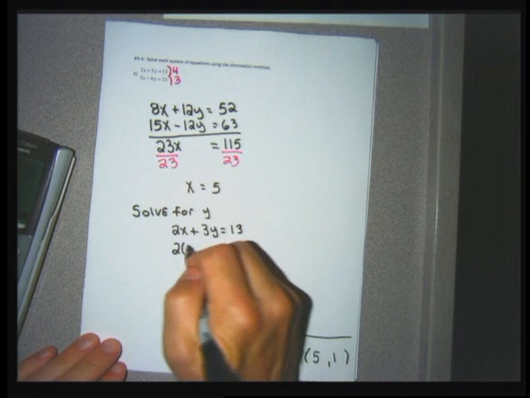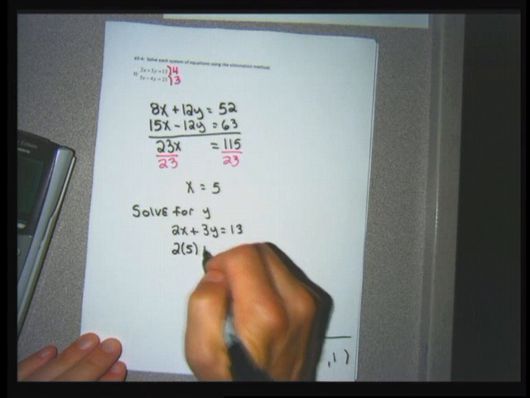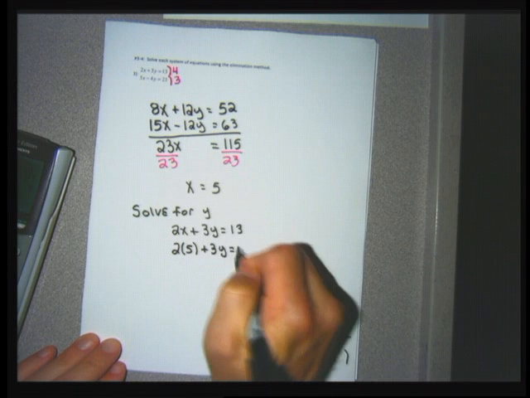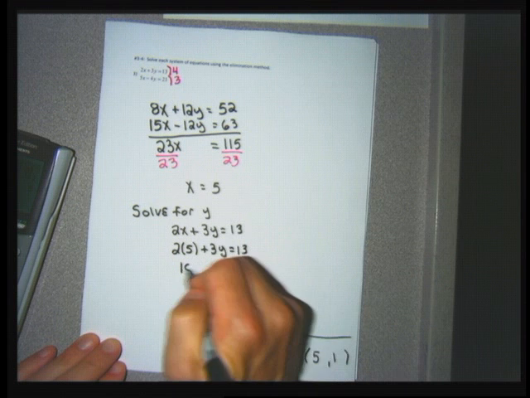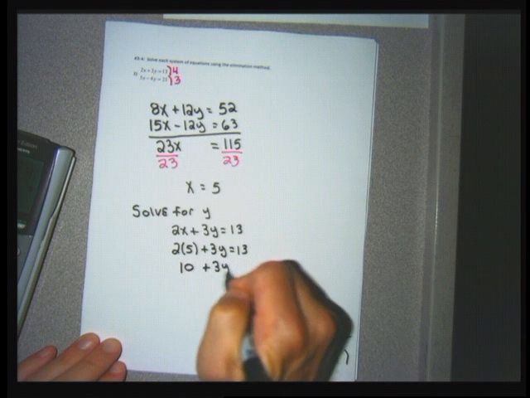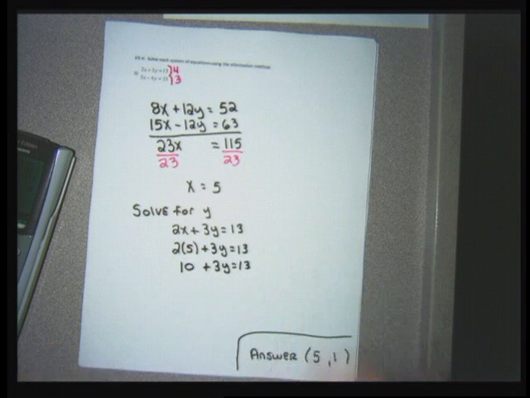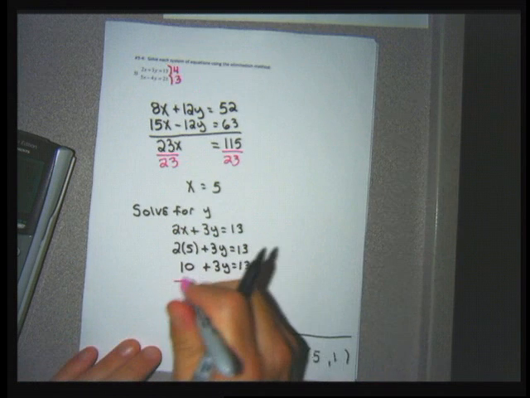So when I go to finish this up, I get 2 times 5 plus 3y equals 13. This gives me 10 plus 3y equals 13. Then I subtract 10 from both sides.